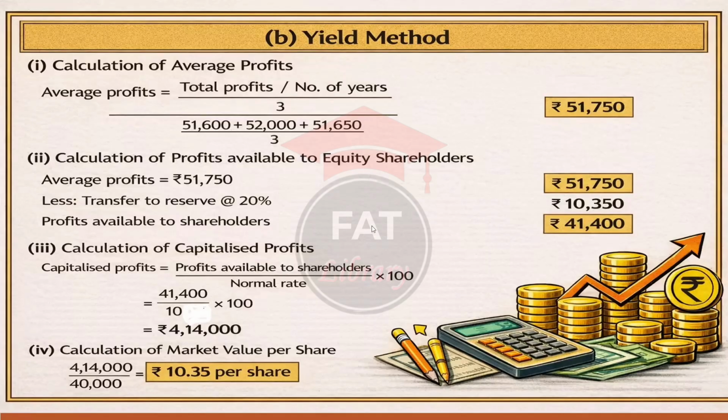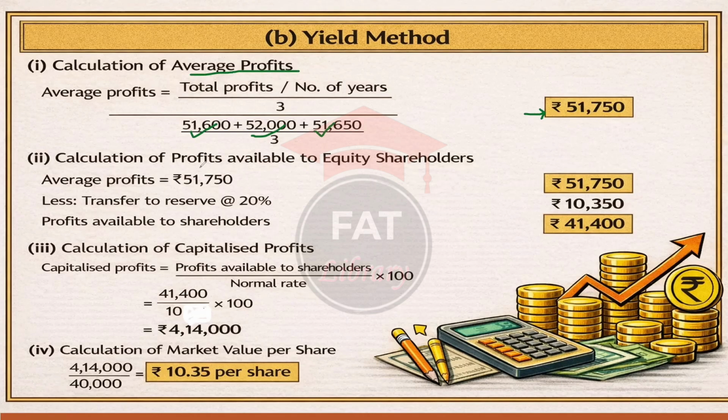Let us see the next method, that is the yield method. In the yield method, we go through 4 steps. In the first step, we calculate the average profits. How do we calculate average profit? Total profits divided by number of years. So the total profits given are 51,600, 52,000 and 51,650 divided by 3. If we do this, we get 51,750 as the average profit.